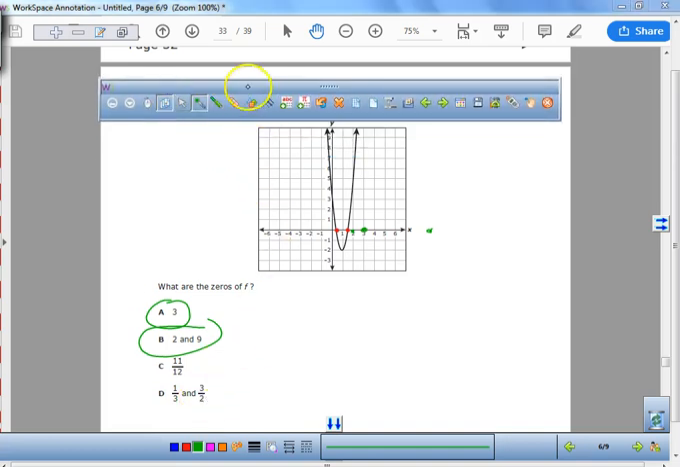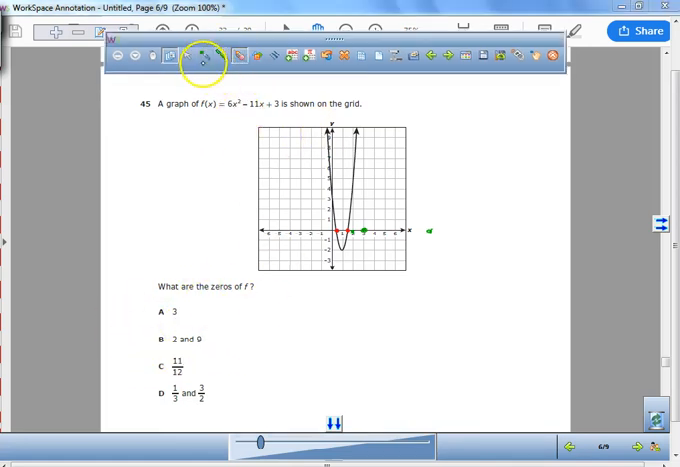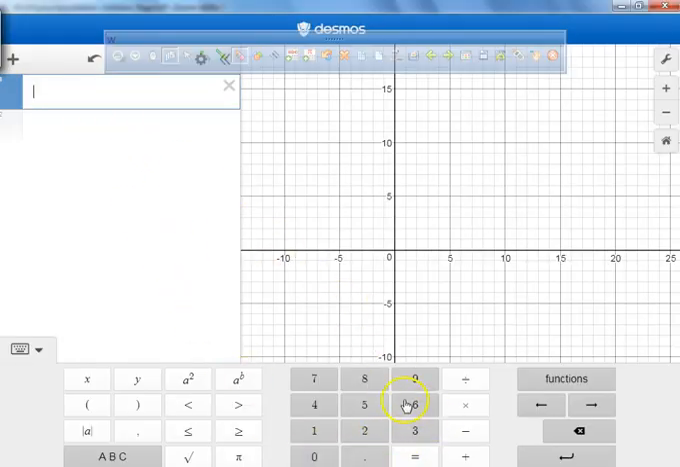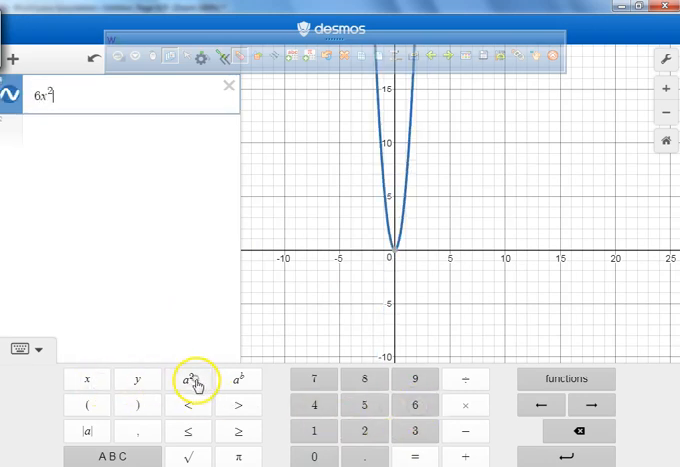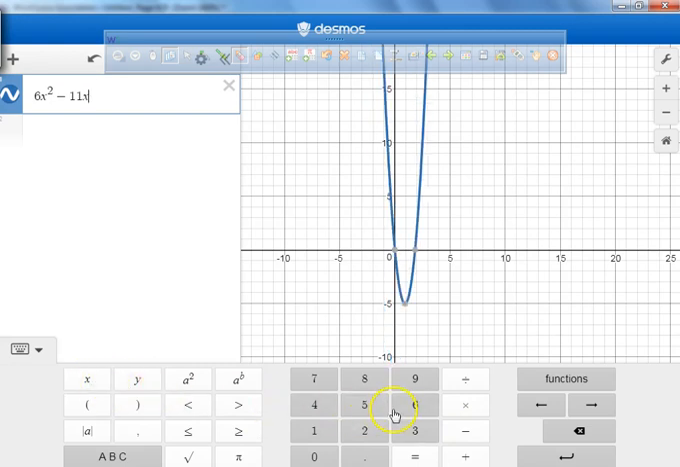Now, listen, what I want to do right now is hopefully you guys will use Desmos to check your answer. Can I type this into Desmos? Yes, I can. So go to Desmos right now. Just practice. Just type in 6x squared minus 11x plus 3.